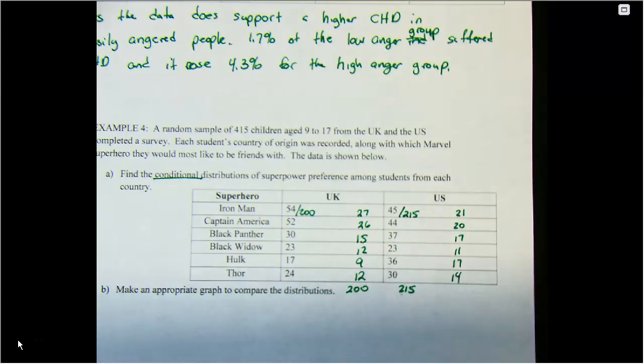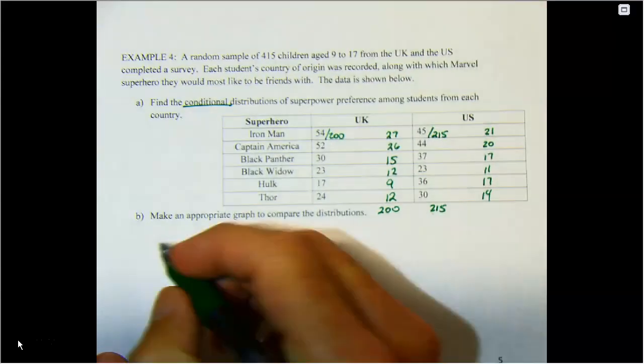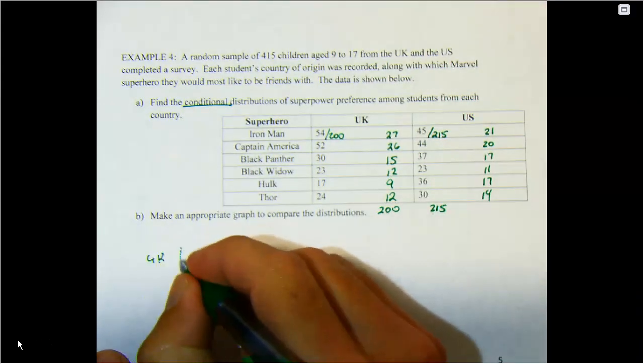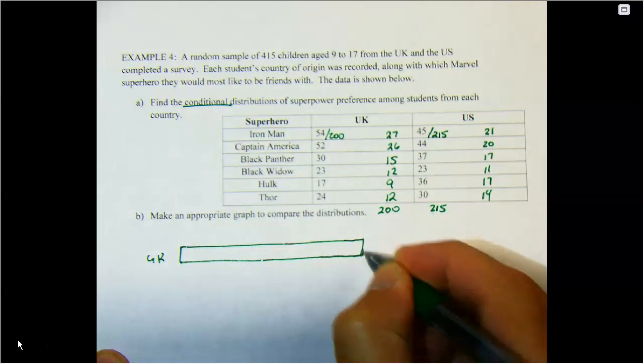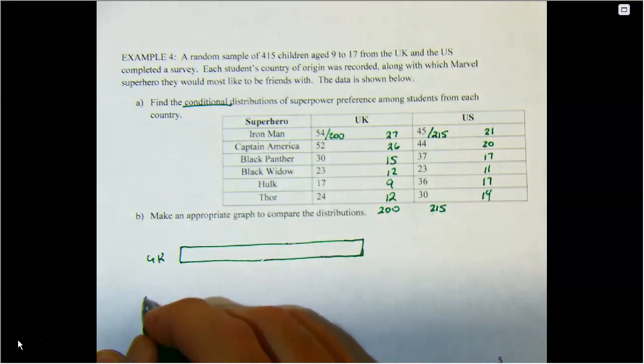So there's where we're sitting. We were asked to find the conditional distribution of superhero preference, so we have found the conditional distribution. That is, we have done what they asked for, and now it wants us to make an appropriate graph to compare the distributions. So this is where that segmented bar graph comes in. It could also be a pie graph, but making those is extra work.